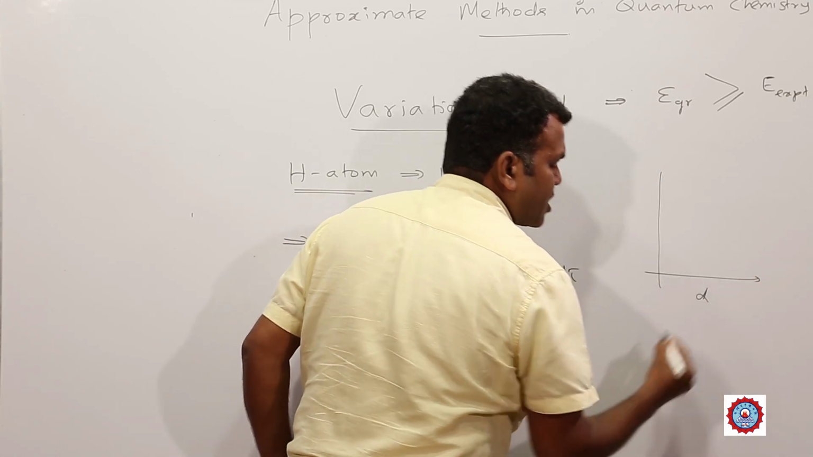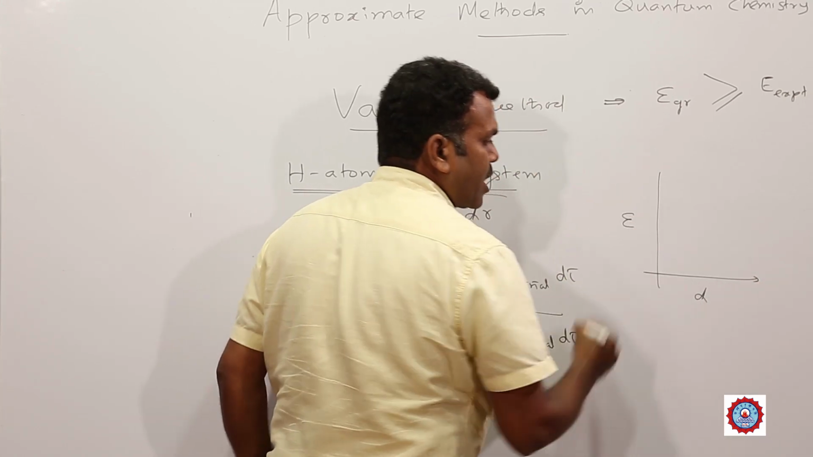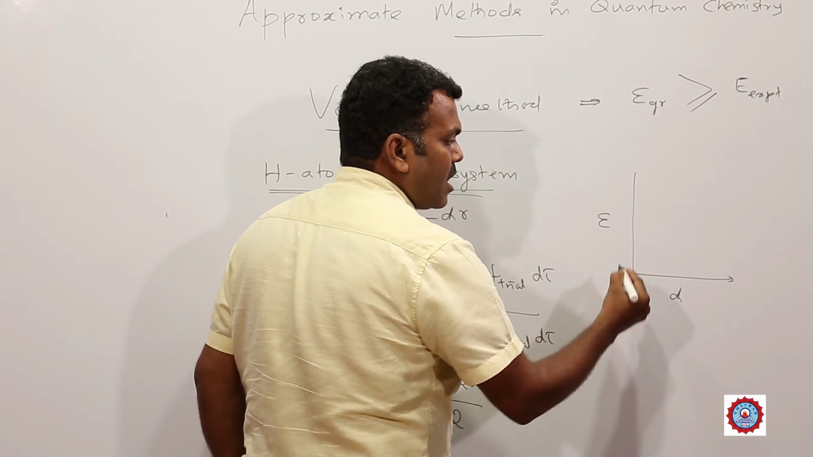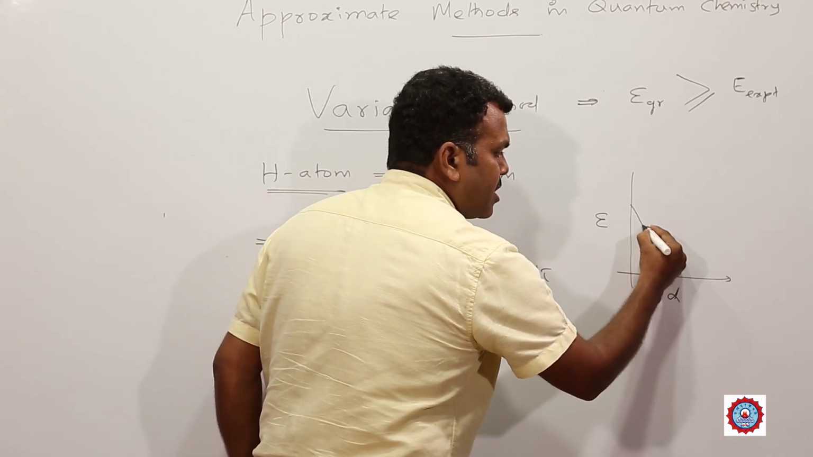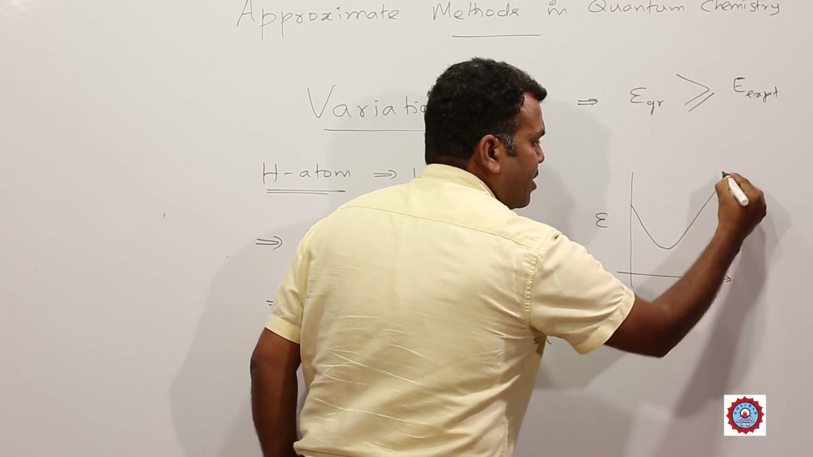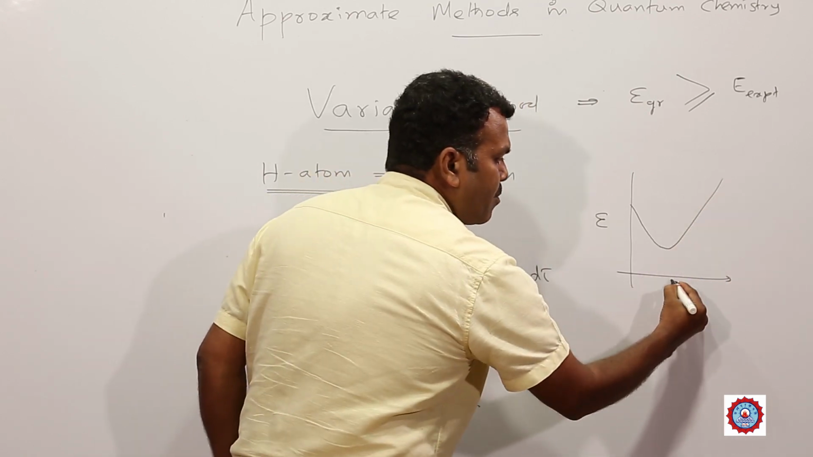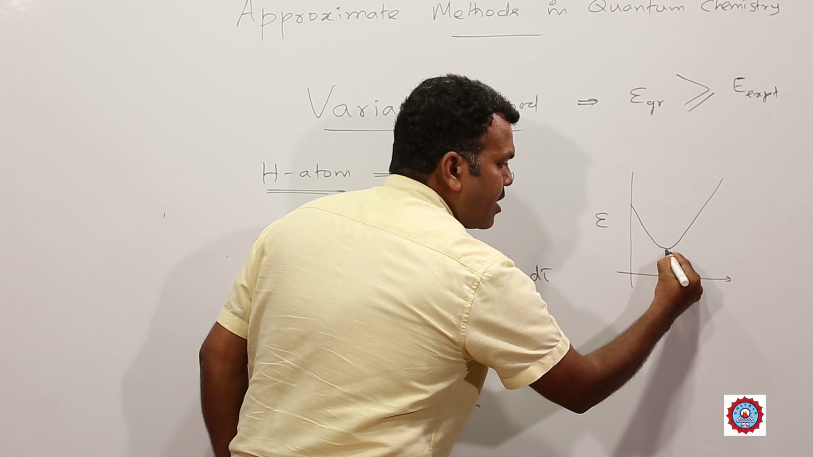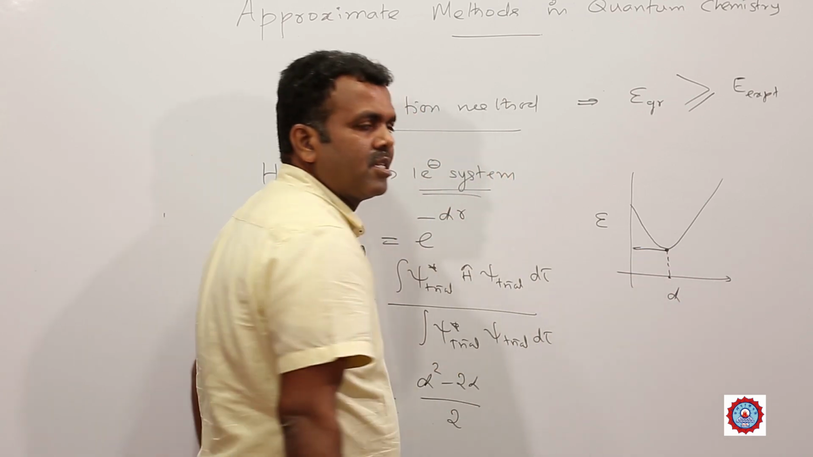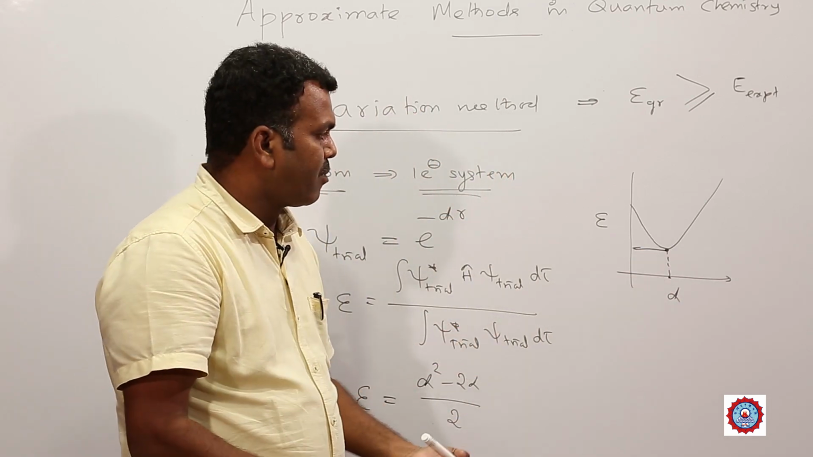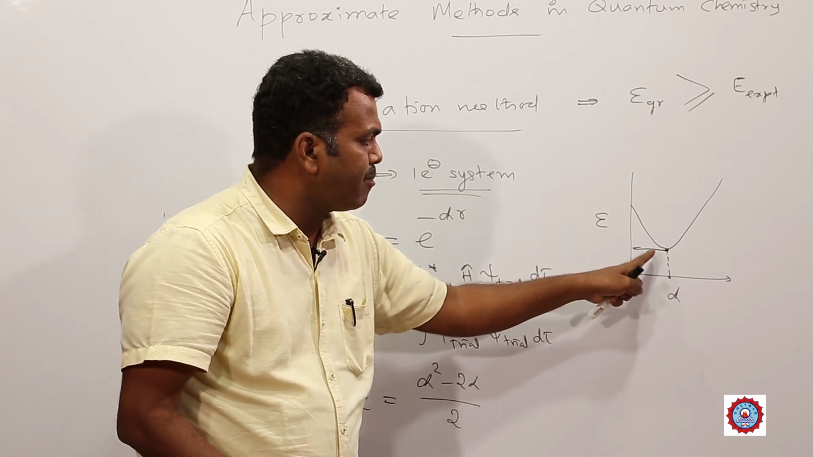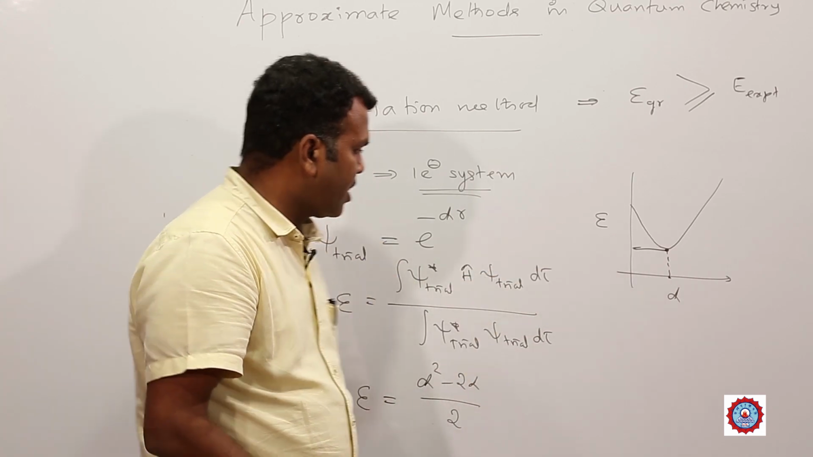As alpha increases, we plot expectation energy versus alpha. As alpha increases, the expectation energy decreases and reaches a minimum. After that, it will increase. So, at one particular value of alpha, the energy becomes very, very low. To find the minimum possible energy, we have to differentiate E with respect to alpha.